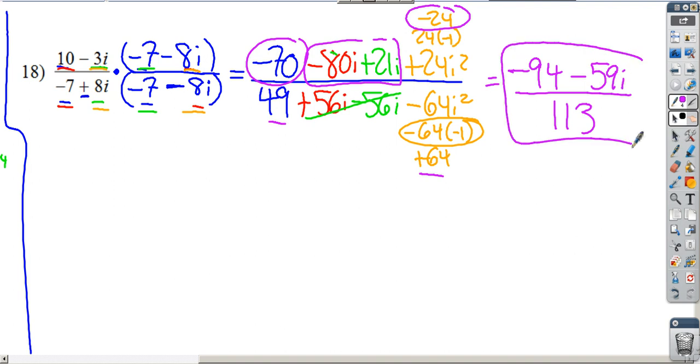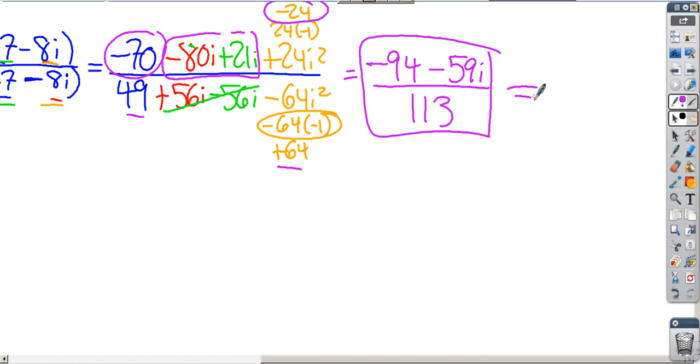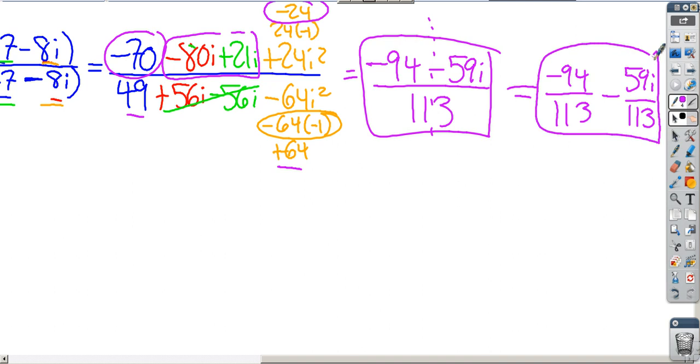And you could leave the answer like this, or if you prefer, some people like to split this down the middle into each thing having its own fraction. That would be negative 94 over 113 minus 59i over 113. That's equivalent to the previous one. Doesn't matter which one we use.